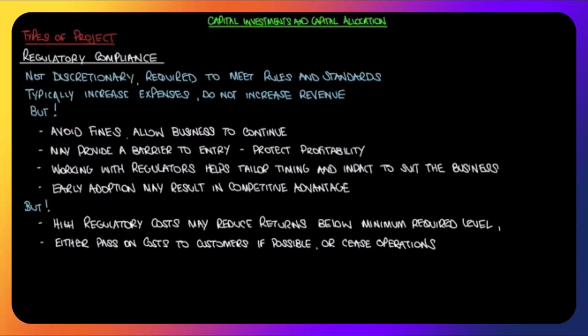But obviously, it's going to be expensive. High regulatory costs may reduce returns below your minimum required level. If you're on razor thin margins already, and all of a sudden you have to make all of your plant and equipment a lot greener, might not have the margins to sustain it. Two choices really, stark choices. Pass it on to customers if you can, but if you don't have the power in that relationship, you may well have to cease operations. So there's your first project, compliance.